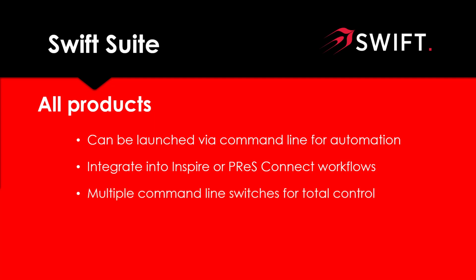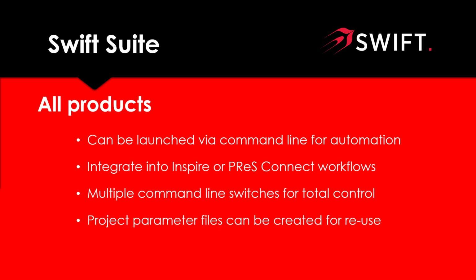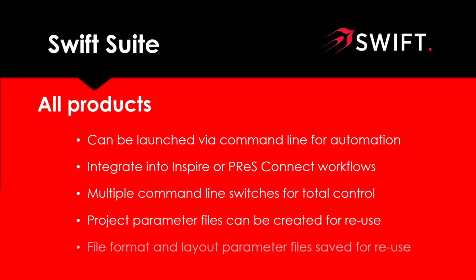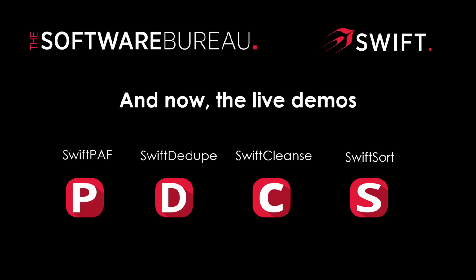Multiple command line switches for total control, so you can change those as and when required without having to load the application itself. Project parameter files can be created for reuse, and of course file format and layout of parameters files can also be used for reuse for regular supplied data. So there are four products, and we'll now go into the live stage where I'll show you using each of these in turn.